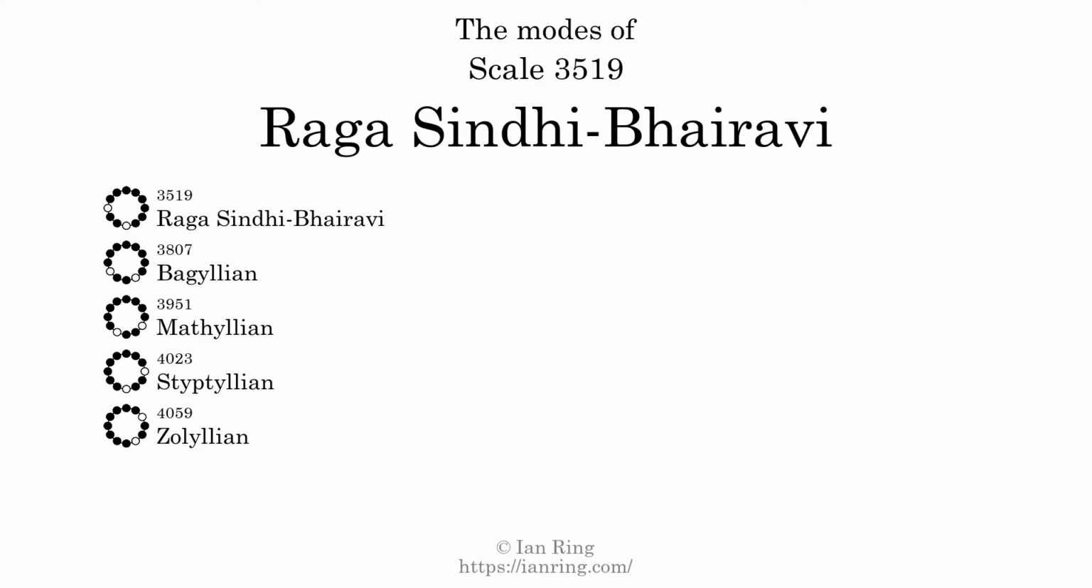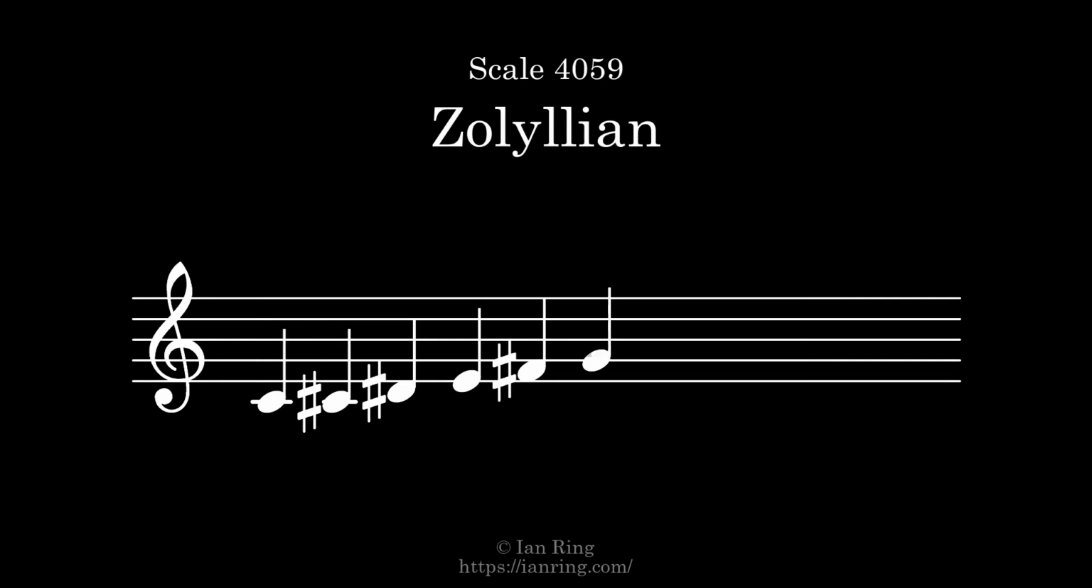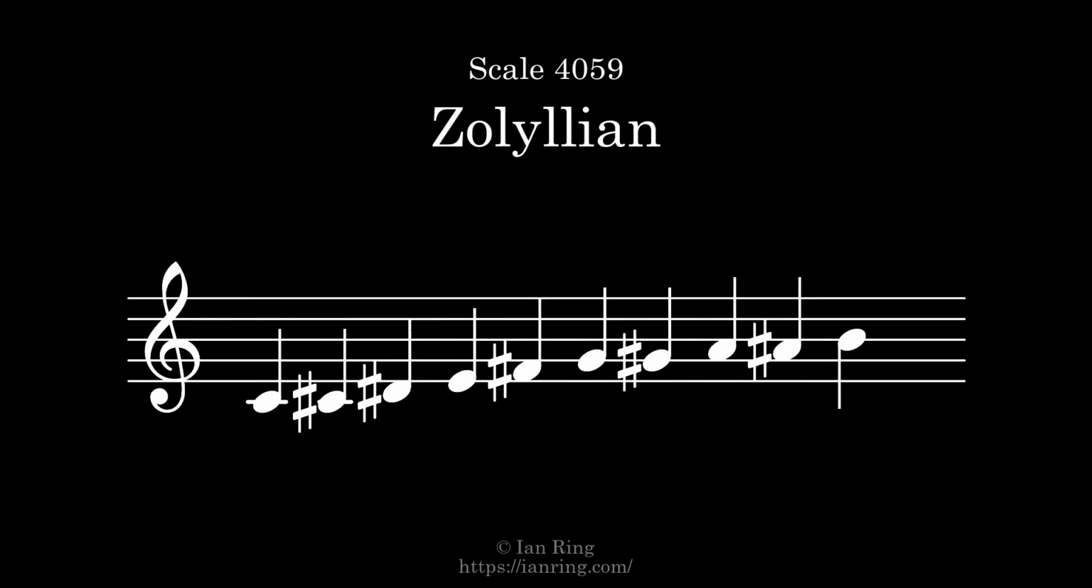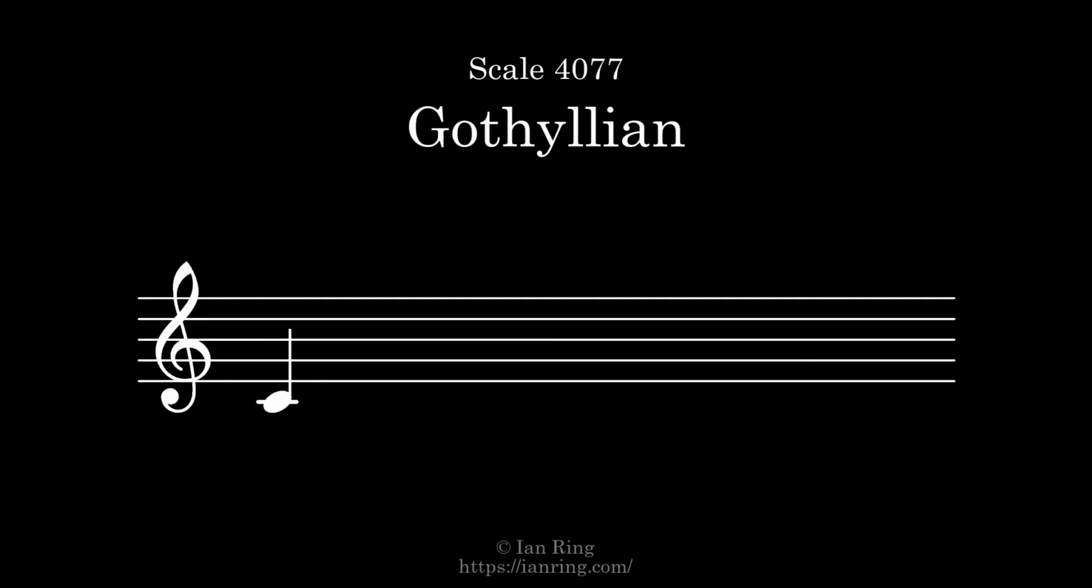The fifth mode is scale 4059, also known as zillion. It sounds like this. The sixth mode is scale 4077, also known as gathillion. It sounds like this.